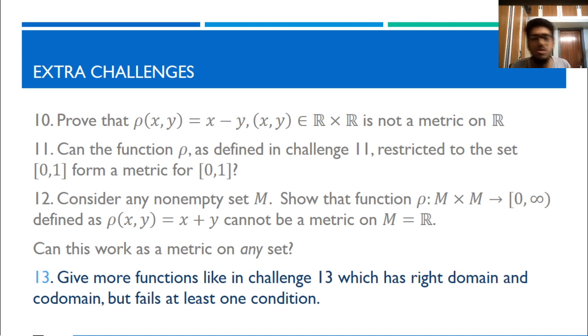So try to construct more examples and counterexamples. Especially in the case of metric spaces, we can easily construct hundreds of counterexamples now because we have seen some examples already. Using that, extending it, you can create counterexamples. For example, x minus y is a counterexample. x minus 2y will be another counterexample. x square, rho of x comma y equal to x square minus y square will be another counterexample. You can construct hundreds of counterexamples now.